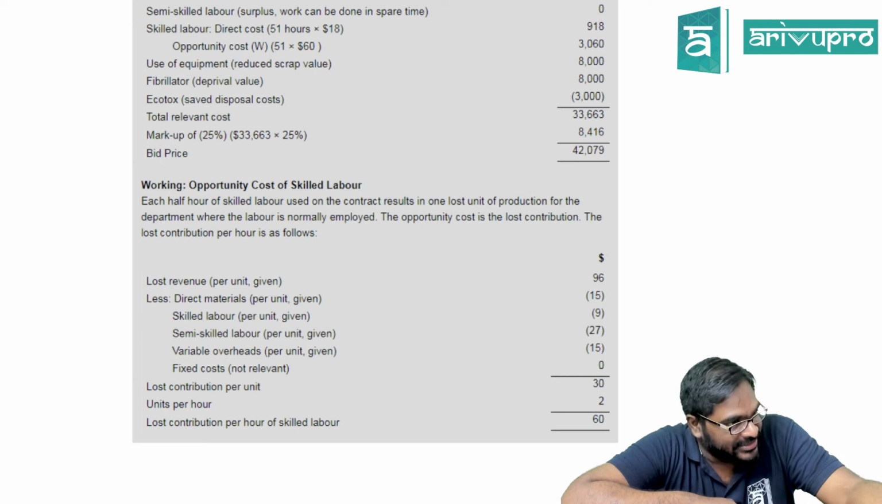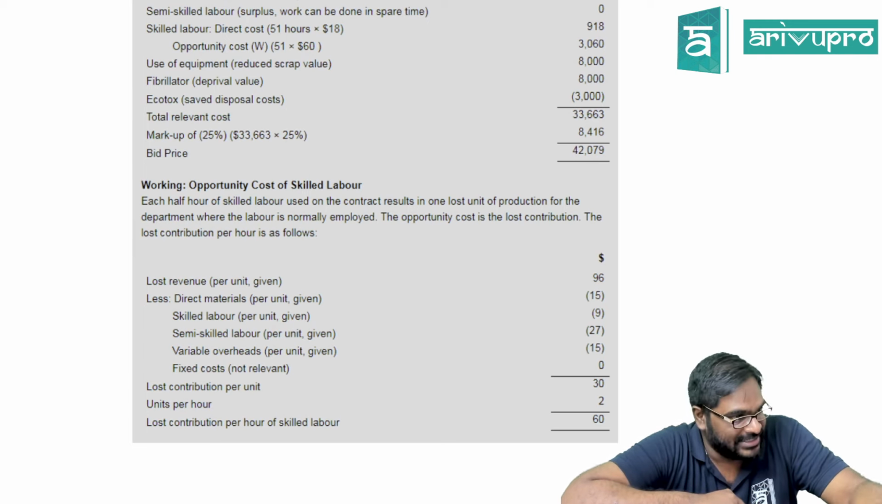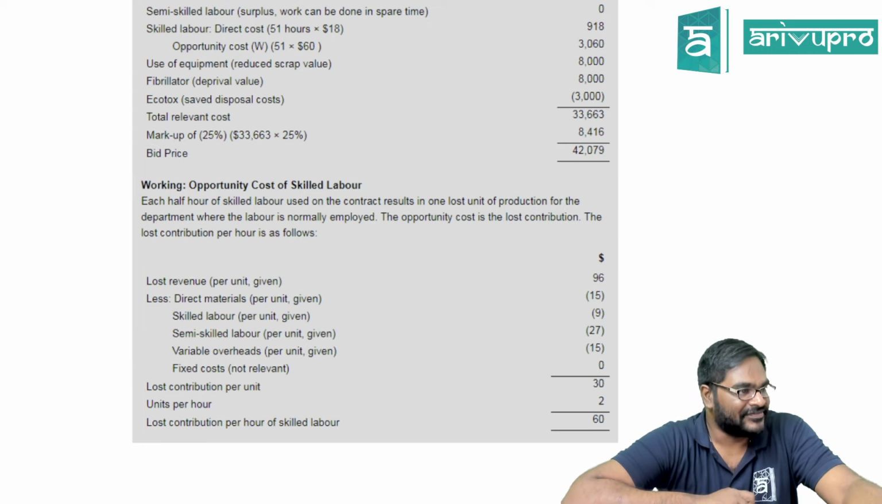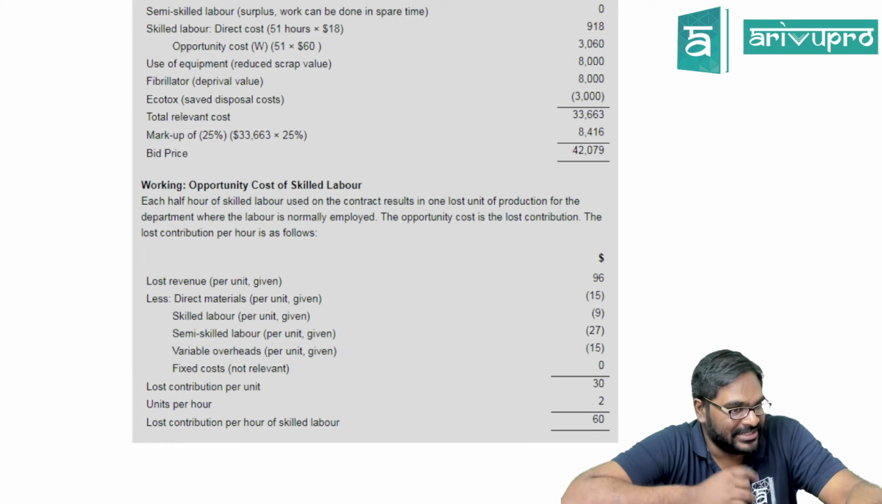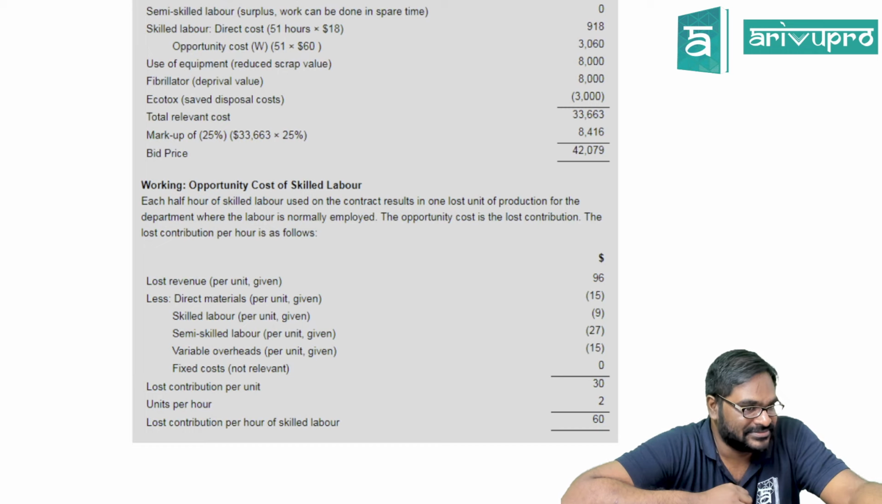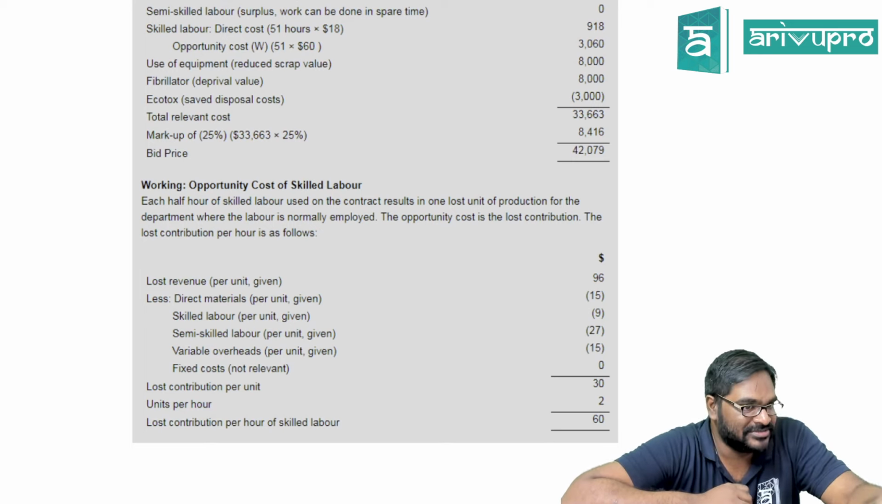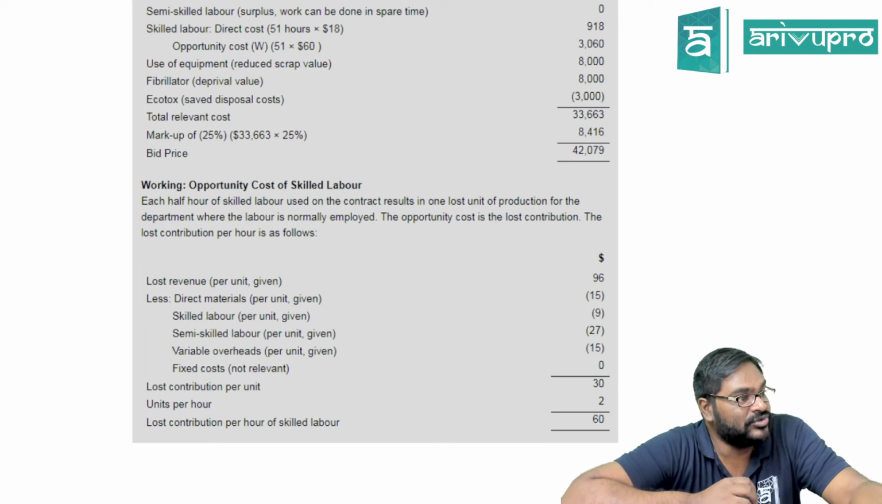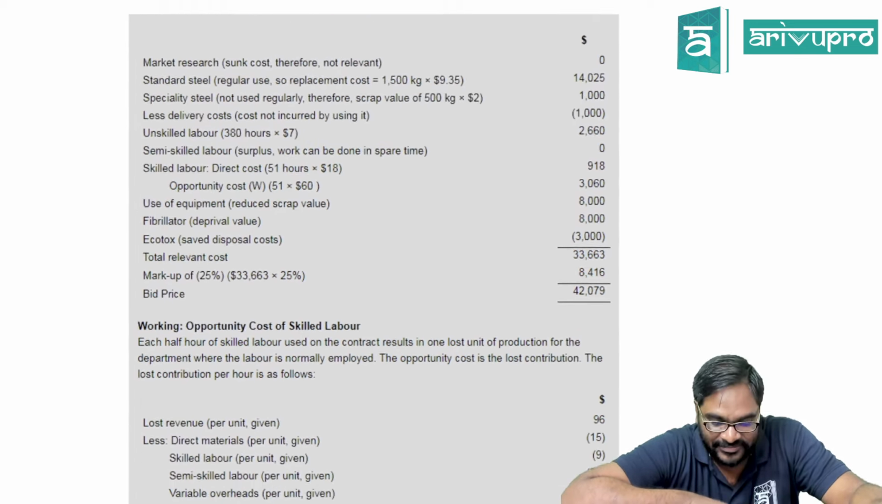So the sales price of the other unit is 96. We took only the variable cost; fixed cost we made 0. So the gap between sales price and the variable cost would be the contribution, that is 30. But we take only half an hour to produce one product of this other department. So that means for each hour they are losing 2 products. Agree? So we need to multiply this contribution by 2 because we are losing contribution from 2 products per hour. So 30 into 2 would be 60. That's what they have mapped here.